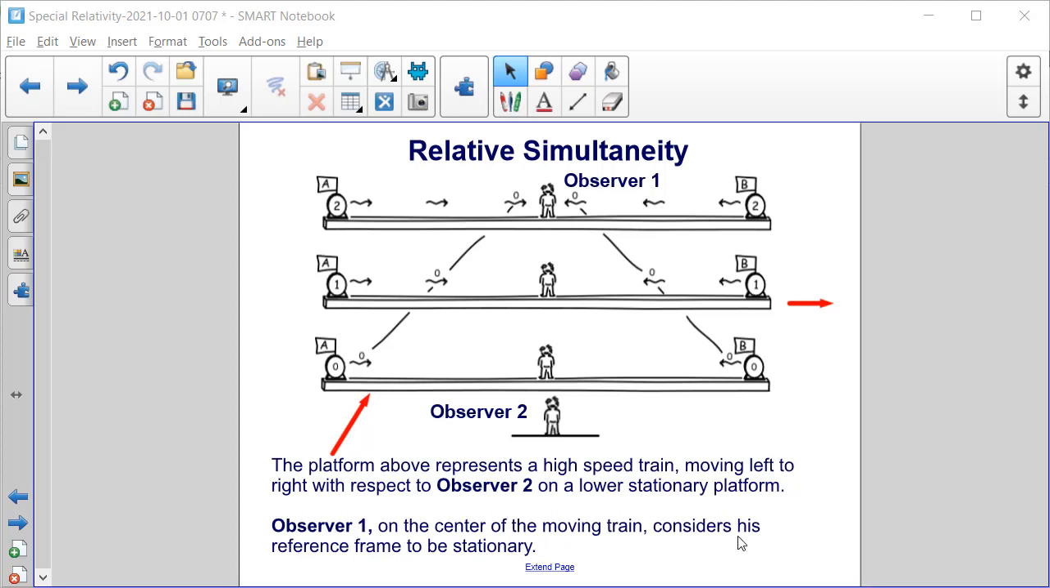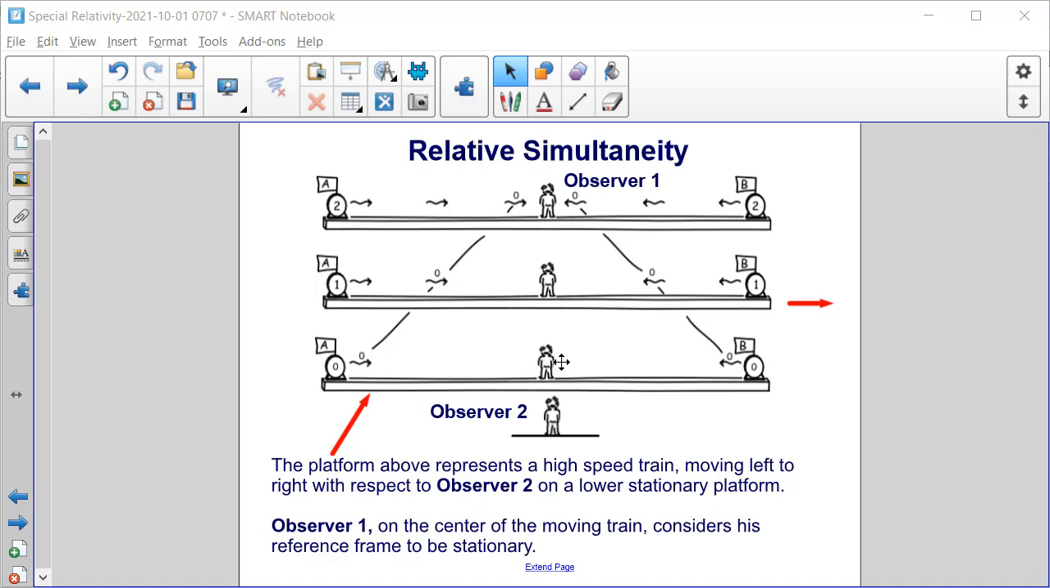Okay, so this platform represents a high-speed train that's moving from left to right. So think of a train moving from left to right with respect to observer 2. So observer 2 is on a stationary platform and sees the train moving from left to right.